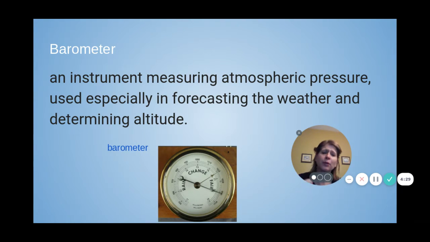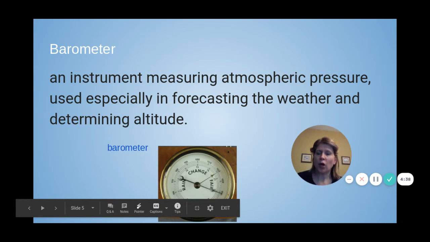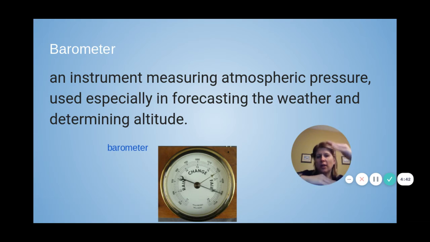So in ways that I remember to help myself, and you know, I like to come up with different ways to help myself as well as you remember what these words are. So if you think about the air pressure, it's the amount of pressure that we're placing on the Earth.